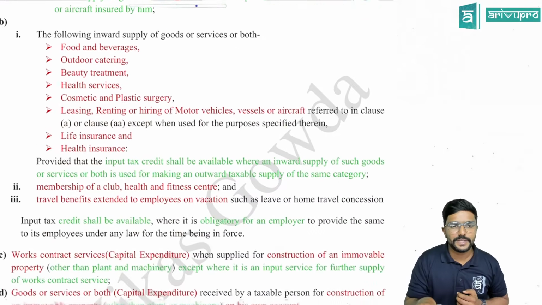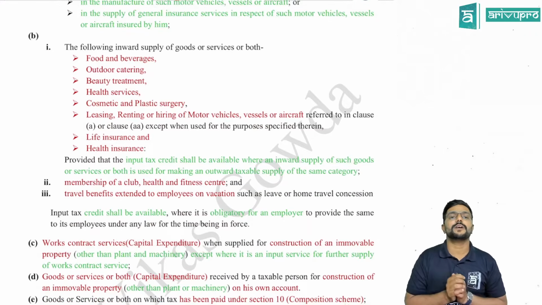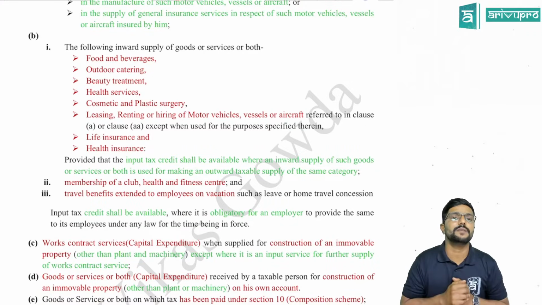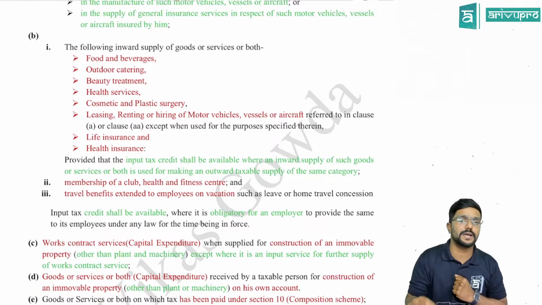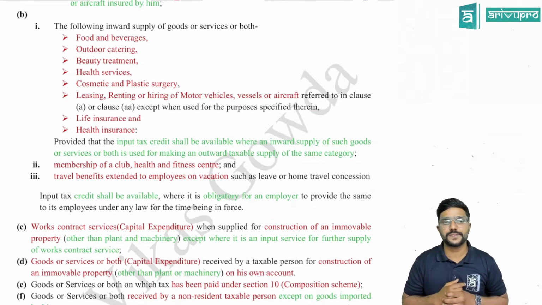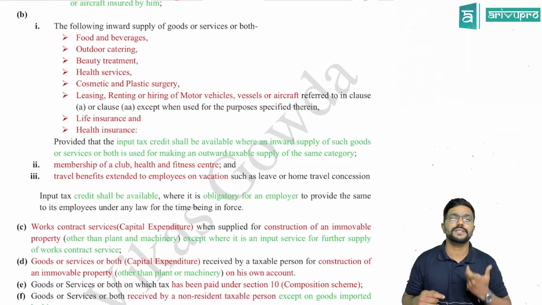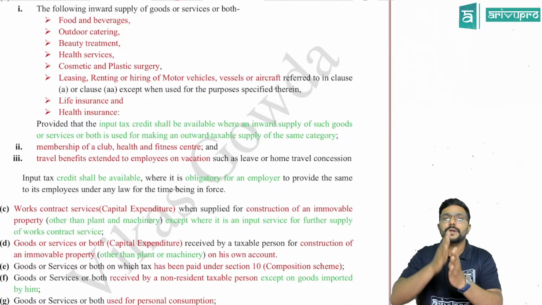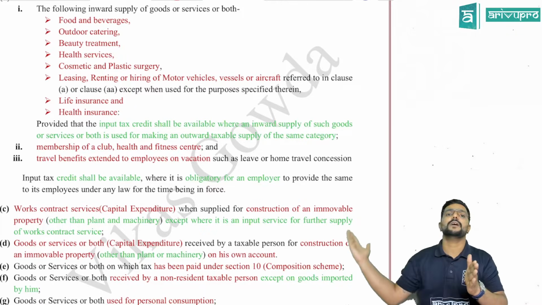Then coming to the next item, the following inward supply of goods or services or both. Means if you have purchased any of this, you cannot claim the input tax credit of the GST paid on the same. Food and beverages, outdoor catering, beauty treatment, health services, cosmetic and plastic surgery, leasing, renting or hiring of motor vehicle, vessels or aircraft, then life insurance and health insurance. But credit can be claimed provided you provide the same category of outward supply.